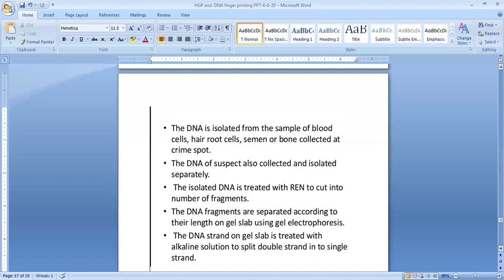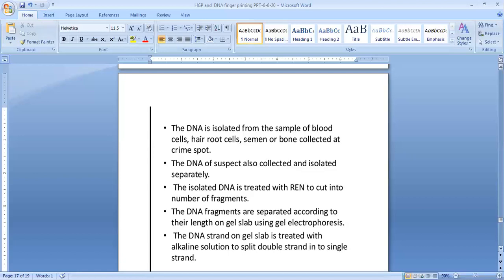The isolated DNA is treated with REN, restriction endonuclease, to cut it into a number of fragments. The DNA fragments are separated according to their length on a gel slab using gel electrophoresis. How are these fragments separated? These DNA fragments are separated according to their length on a gel slab using gel electrophoresis.